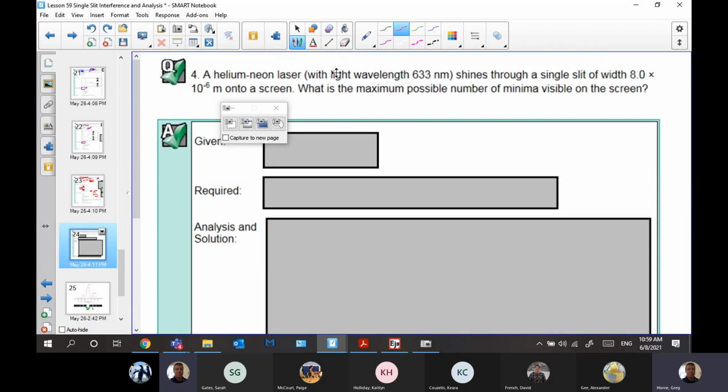So what do we have here? A helium neon laser with a wavelength of 633 nanometers. Thank you very much. You gave me some numbers. I'll use those. Shines through a single slit.